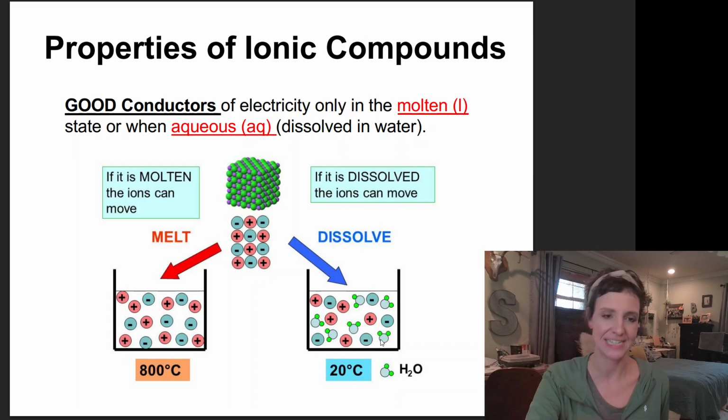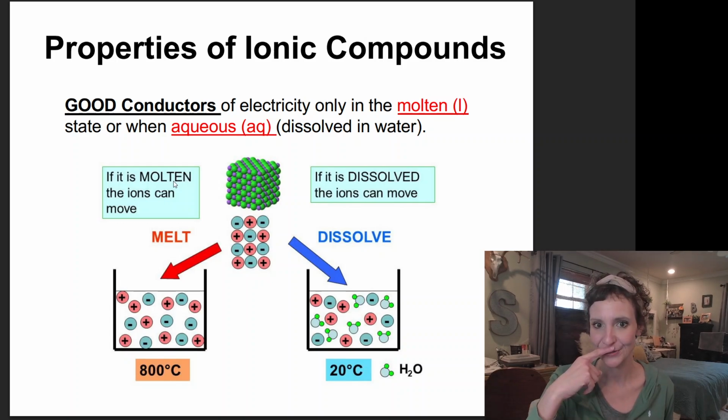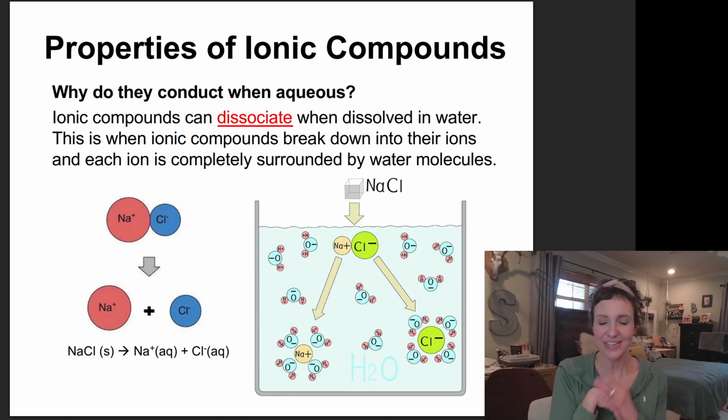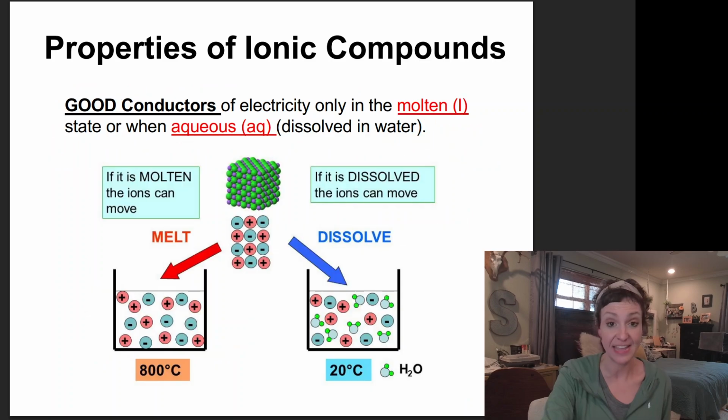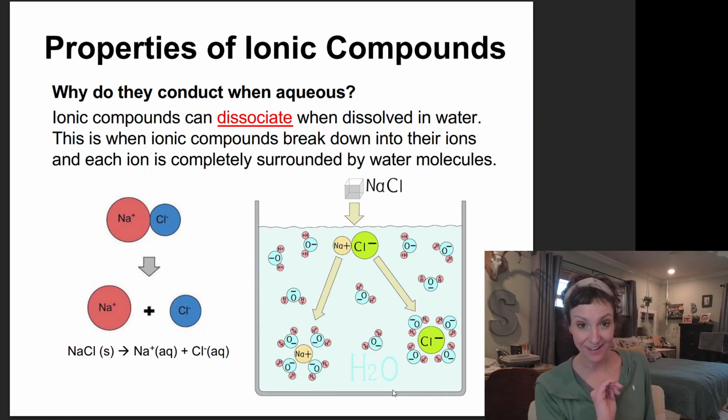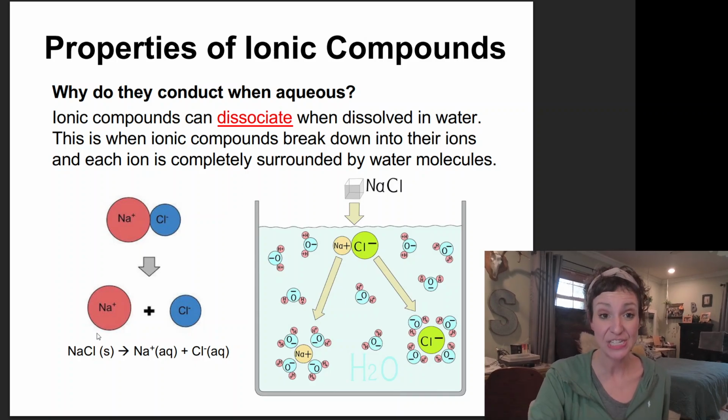Why is this important? It says if it is molten, y'all, the ions can move. And it says if it is dissolved, the ions can move. Well, this is exciting. So this creates how they can conduct, you guys. When I drop them in water, specifically the aqueous version of an ionic compound, that means that the ionic compounds can dissociate, okay? This is a unique thing that ionic compounds do. Dissociation is when ionic compounds will break down into their ions, and each ion is completely surrounded by water molecules.